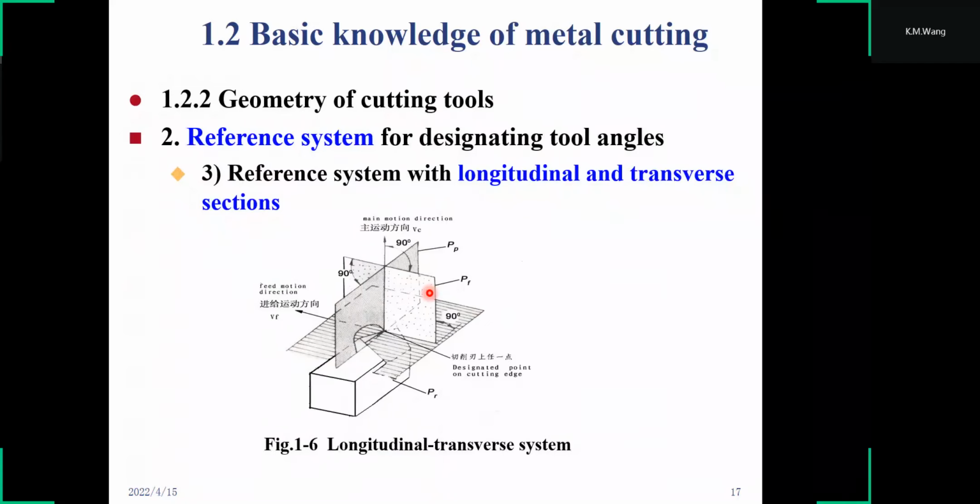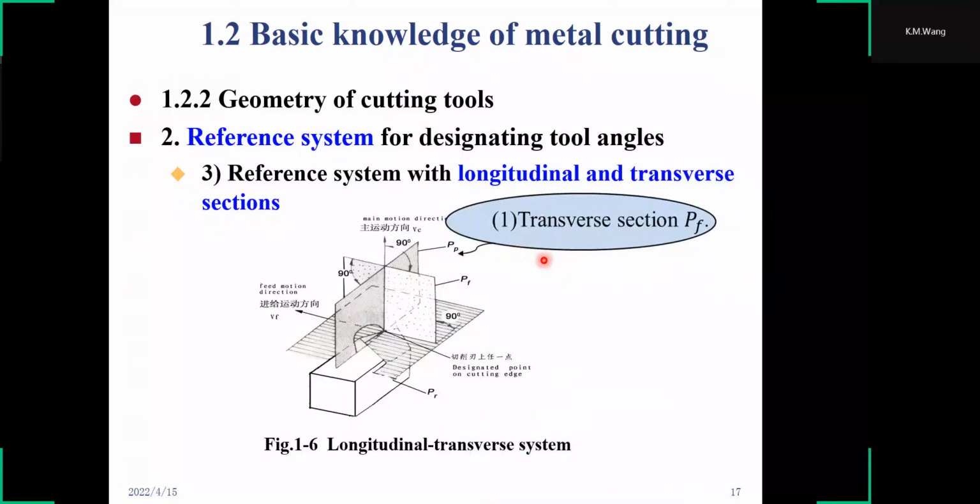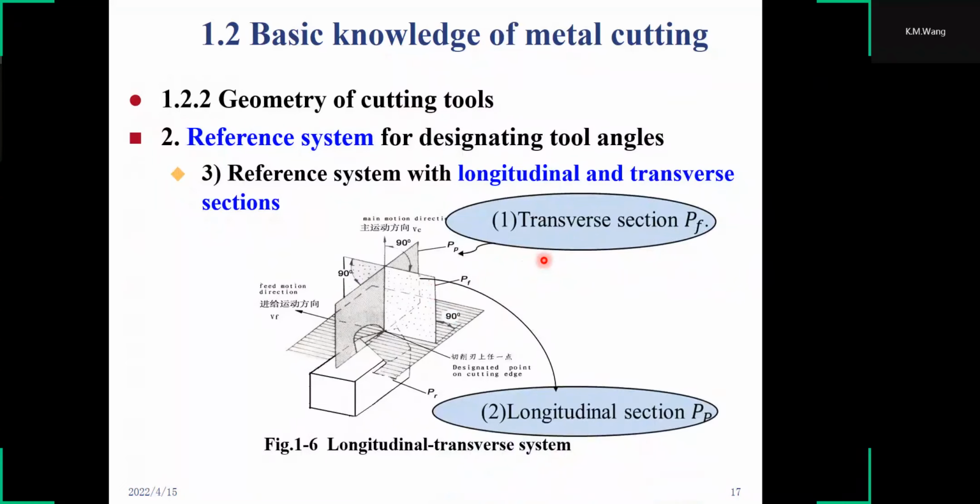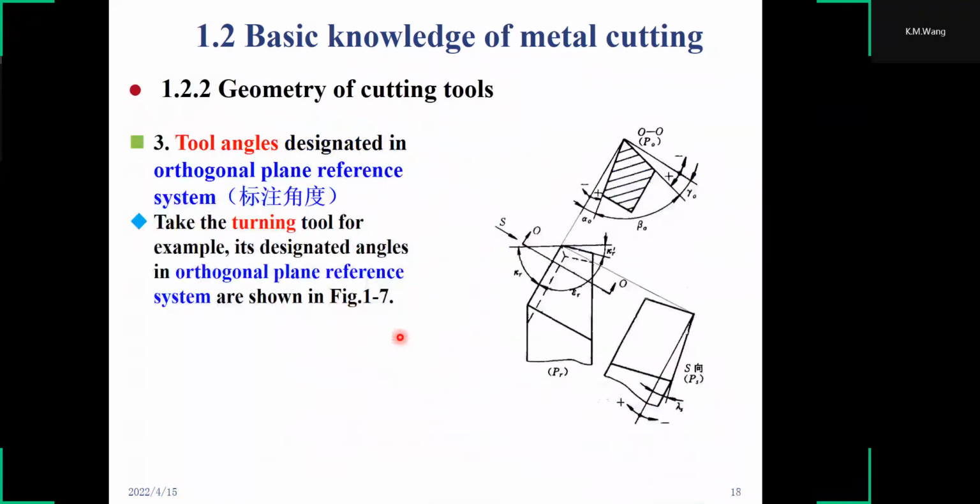This is the longitudinal and transverse section. This plane is a transverse section, and this plane is a longitudinal section. These three planes are perpendicular to each other. You can know that.